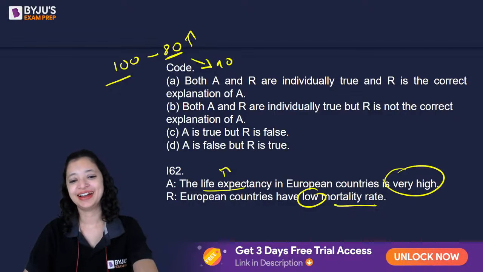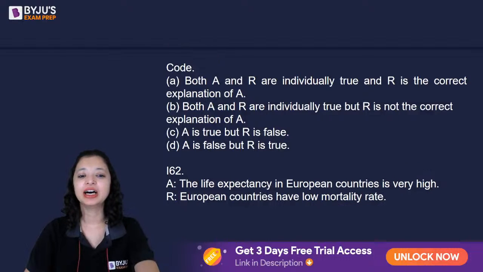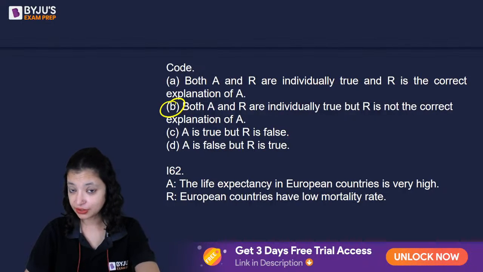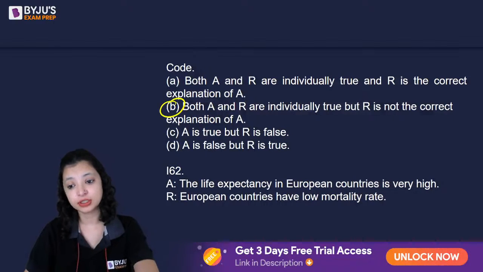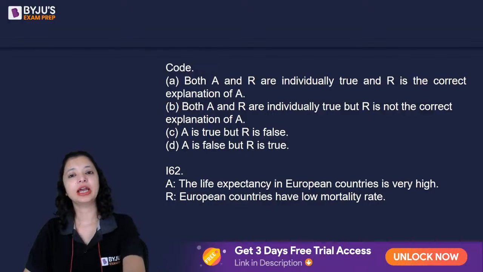Now you've got that. The correct answer is a B. Exactly, Nikhil. The correct answer is a B. Both are true, but R does not explain A. Because life expectancy depends on various other reasons and mortality rate on other reasons altogether. Okay? So, B is the correct answer.